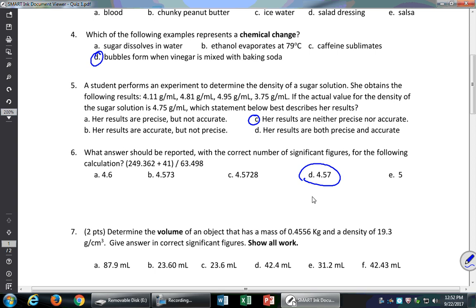We are going to do our addition first, as it is in parentheses. So our 249, and we have the same numbers, so you really didn't need a calculator there. Plus our 41 is going to give us 290.362. Now remember, when we're adding, we're going with the least amount of decimal places. So in this case, we should have 0 decimal places. I know this is a 0, but at this point it's still significant, because this 1 is significant.